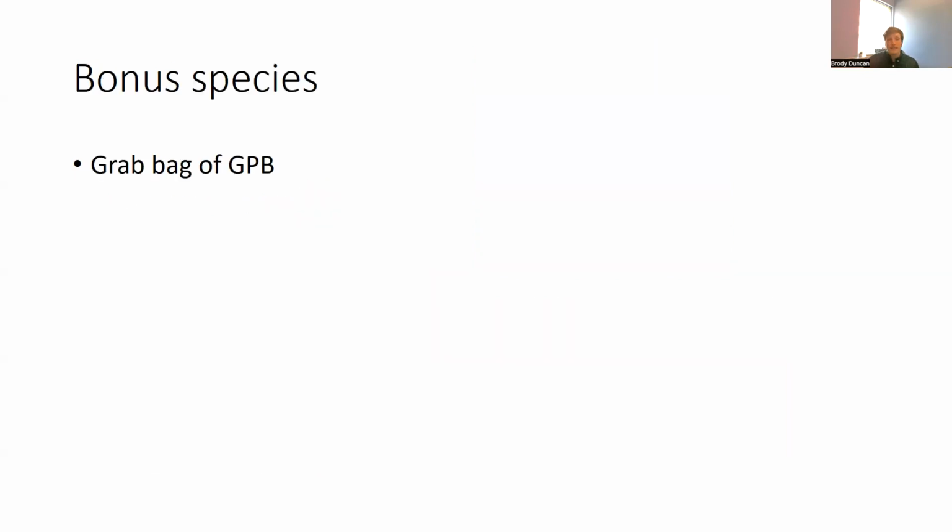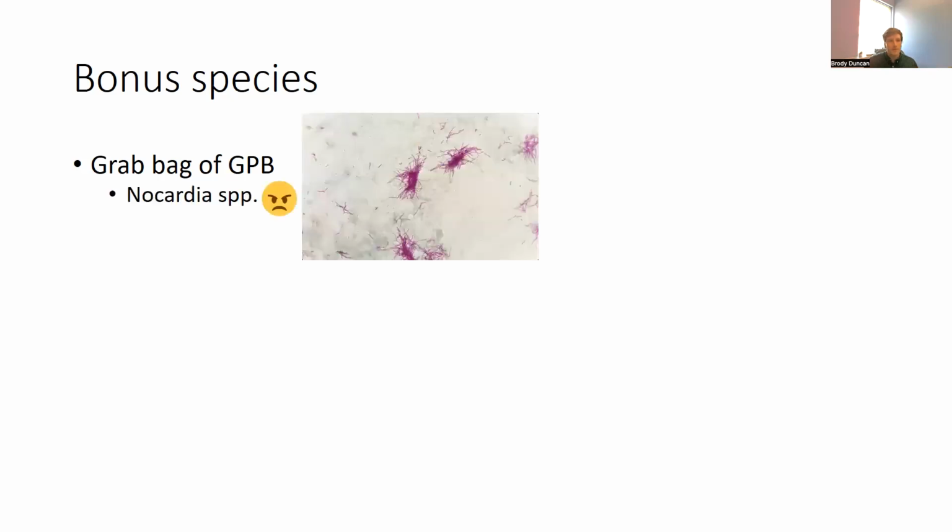So those are the main species. I just have a little grab bag of bonus species that you may hear of and that we might talk about in some future lectures, just for you to be aware of. Nocardia are not very friendly. They are environmental organisms, but they can also cause invasive disease. Notably, these are gram-positive bacilli that form filaments, and they can also be modified acid-fast. We'll talk about these in a later lecture.